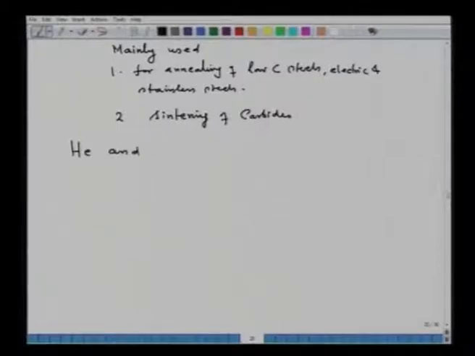Helium and argon atmosphere. By nature, all of us know that helium and argon are inert, and their applications, for example, are TIG welding, heat treatment of special high temperature, high strength alloys, and nuclear applications. Now I will tell you some of the selected protective atmospheres.